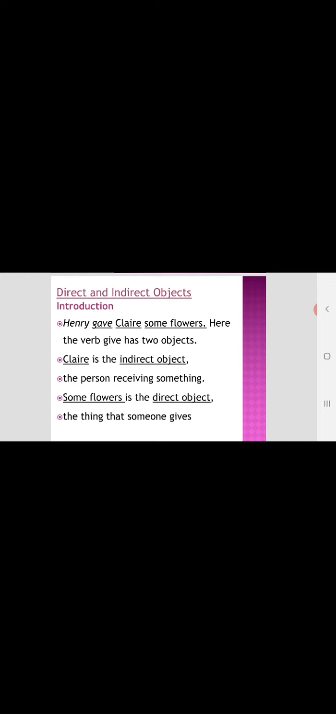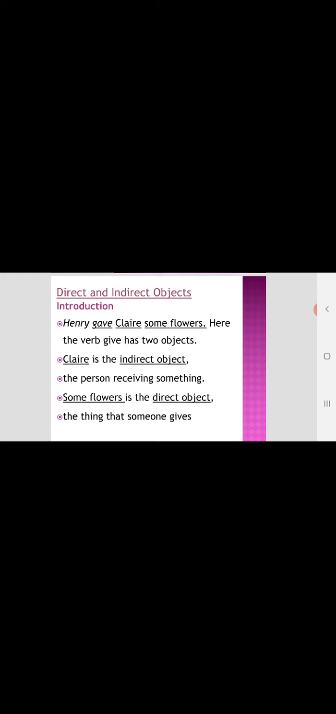Henry is the subject, gave is the verb, Claire is an object and some flowers is an object. So in this sentence we have two objects. The word give has two objects, Claire and some flowers. When a sentence has two objects, then one object is direct and the other object is indirect.